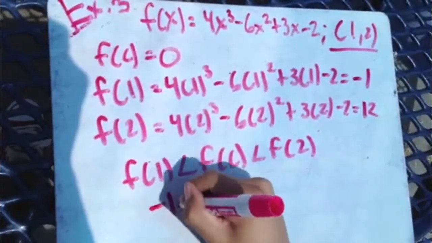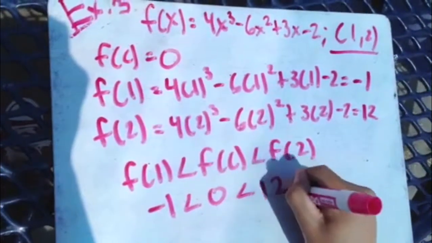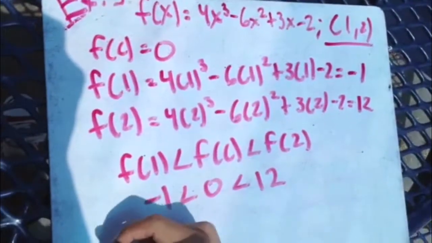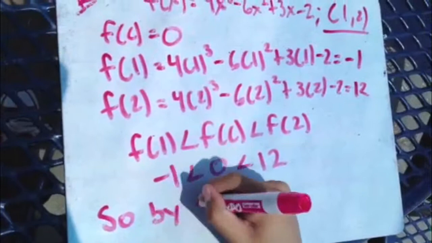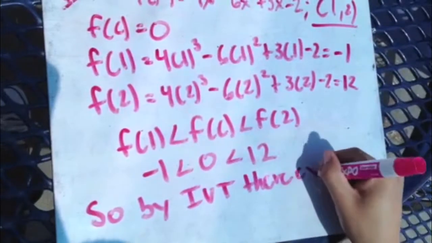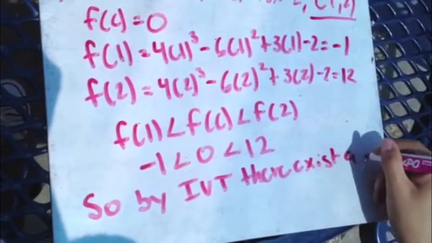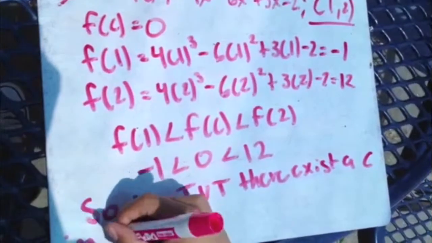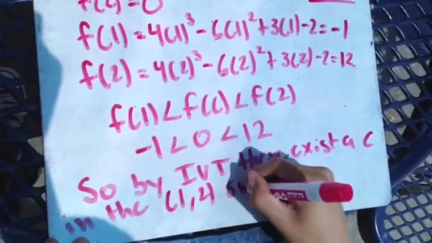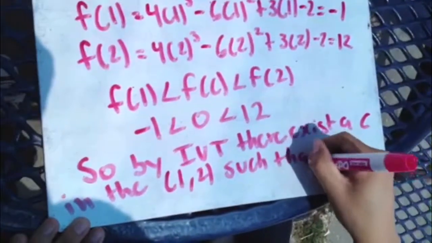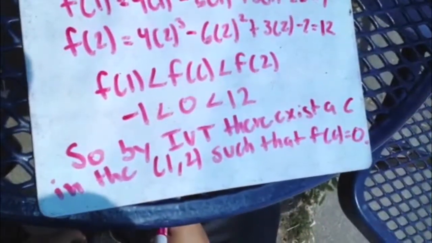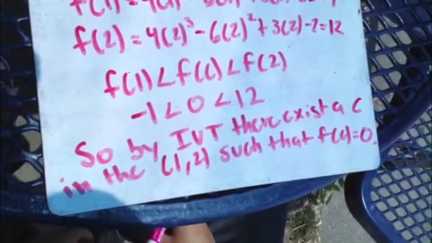With this information, we know that f(1) is less than f(c), which is less than f(2), f(1) being negative and f(2) being 12, positive. So by the IVT, there exists a c on the interval (1, 2) such that f(c) equals 0.